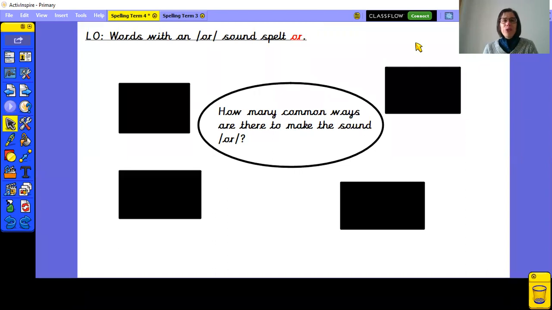Well done, year 5. I'm sure you read the question that's on my slide here. How many common ways are there to make the sound O? There are many ways to make the sound O, but I've selected 4, which are the more common ones. So before I reveal them to you, can you maybe have a chat with someone in your house? If you're in school, can you have a chat with a partner and try to think of the ways you know to make the sound O. So pause the video and come back maybe with 4 or more ways to make this sound.